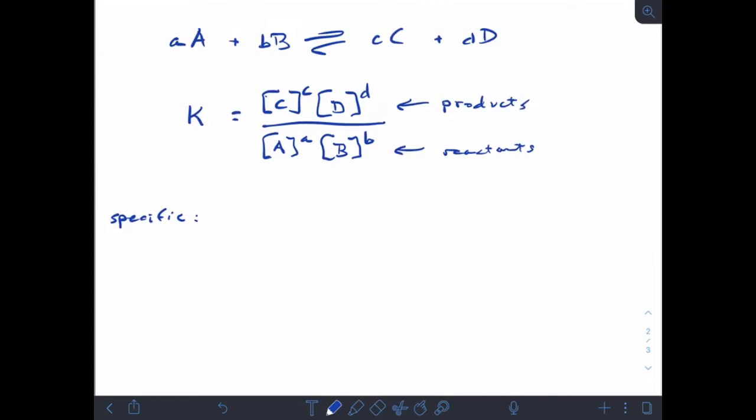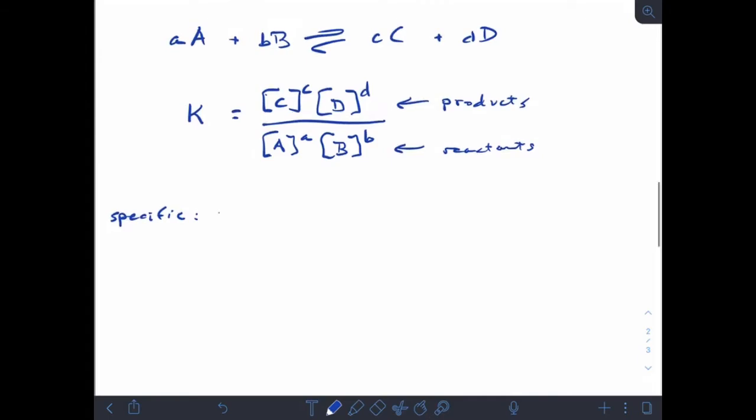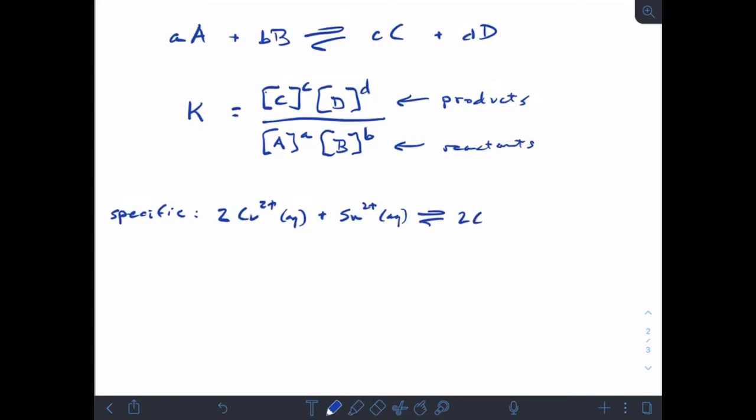Okay, so if I have a redox reaction, copper 2 plus aqueous plus some tin 2 plus ion aqueous in equilibrium with some copper plus aqueous plus some tin 4 plus.